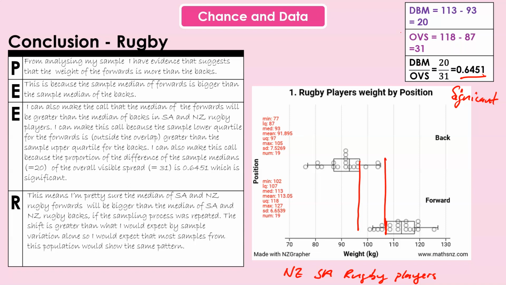I can also make the call because the proportion of the difference between the sample medians equal to 20 of the overall visual spread 31 is 0.6451, which is significant. This means I'm pretty sure that the median of the South Africa and New Zealand forwards will be bigger than the median of the South Africa and New Zealand rugby backs. If the sampling process was repeated, the shift is greater than what I'd expect with the sample variation alone, so I would expect that most samples from this population would show the same pattern.